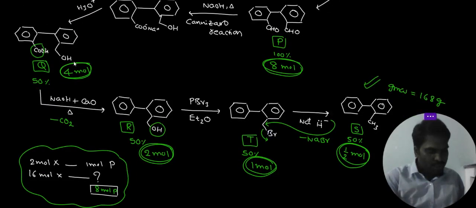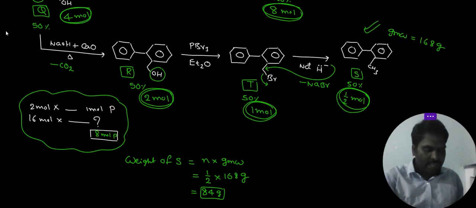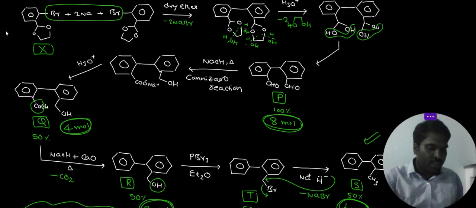So many important reactions involved in this reaction sequence. Clear? So how many types of reactions are involved? Fittig reaction involved, Cannizzaro reaction involved, and decarboxylation reaction involved, and reaction with PBr3, and final step is nucleophilic substitution, hydride ion, that is nucleophile. Understood? So this is very important reaction sequence. So what is the final answer? 84 grams. So thank you so much.